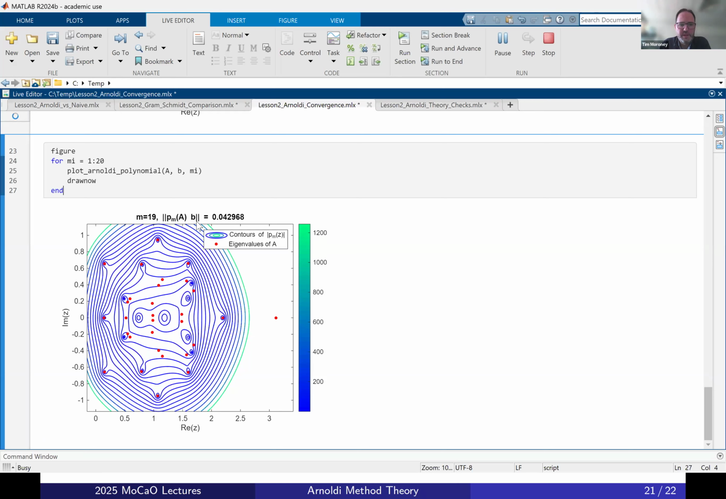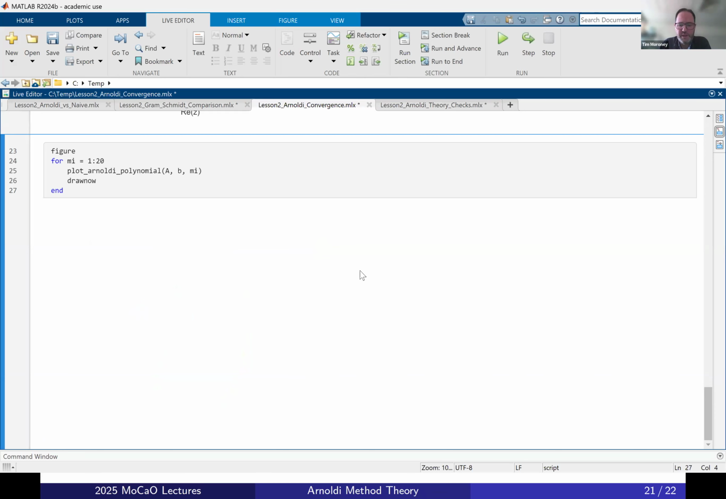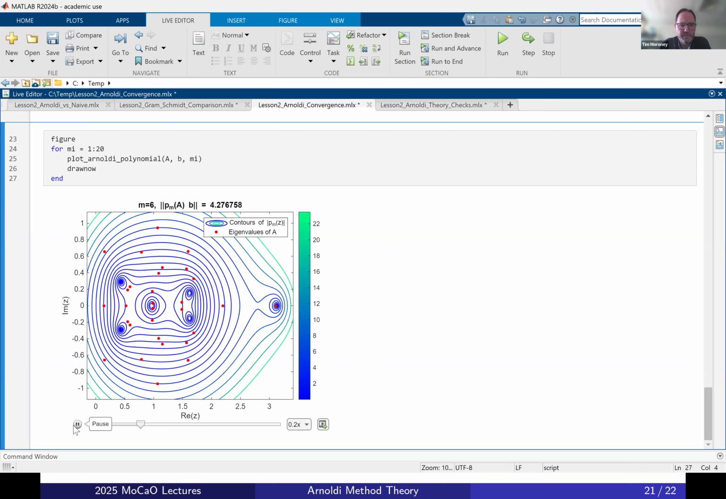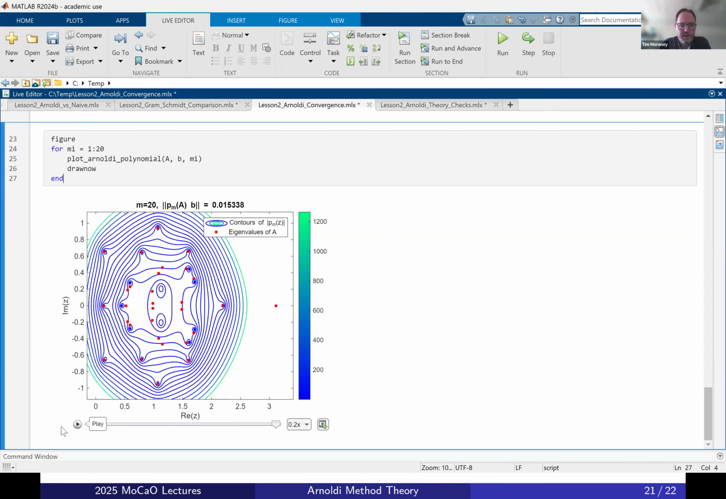Okay, so as m gets bigger, this norm keeps, well, we hope keeps improving. I guess we could play it back just once more. Okay, so by the time we got to here, a lot of these Ritz values are more or less aligned with the eigenvalues. So if you check the residuals, you'd have several more that are converged at this point.